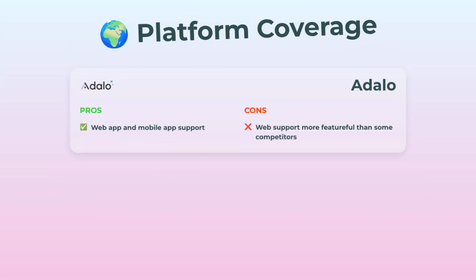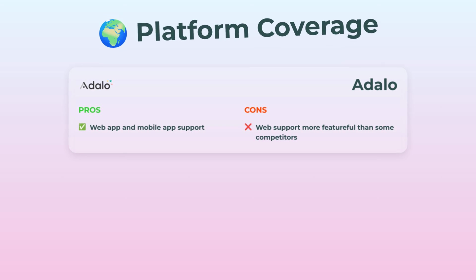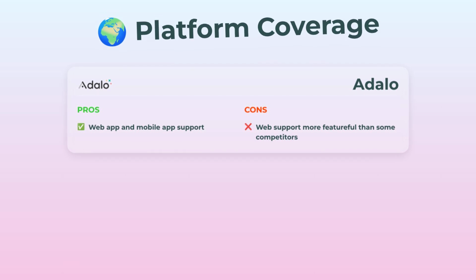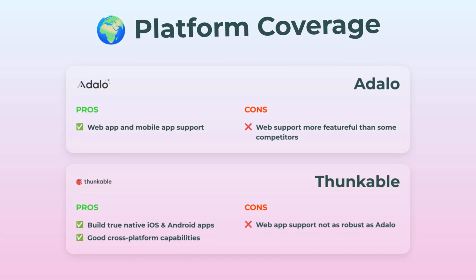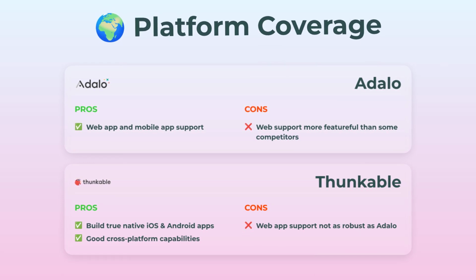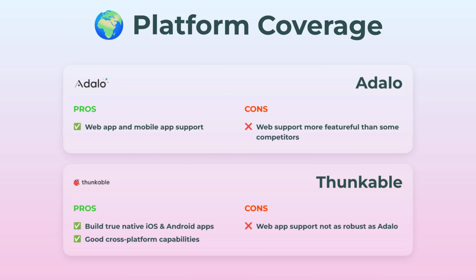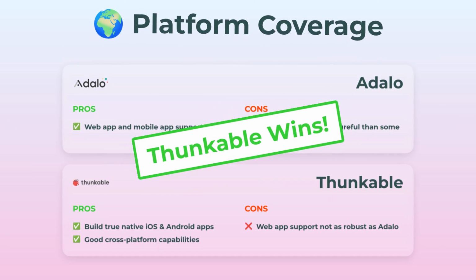Platform coverage is next. Adalo supports web and mobile apps, and interestingly, its web support is more featureful than some other platforms. Thunkable's focus is true native iOS and Android apps, and yeah, its cross-platform power is legit. But its web app support isn't as strong as Adalo's, so if you're aiming for mobile, Thunkable's slightly ahead, but if web's a priority, Adalo's the pick.